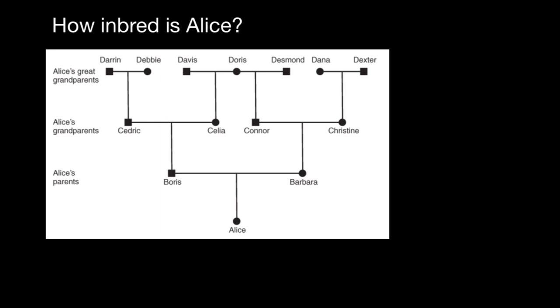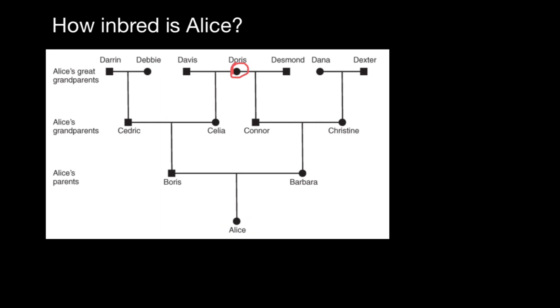In this video I'm going to show you how to calculate inbreeding and the coefficient of inbreeding. In this example we are talking about how inbred Alice is. We say that someone is inbred when he has the same relatives on both the father's side and the mother's side. This is going to be the most recent common ancestor, Doris. So let's circle her as the most recent common ancestor.